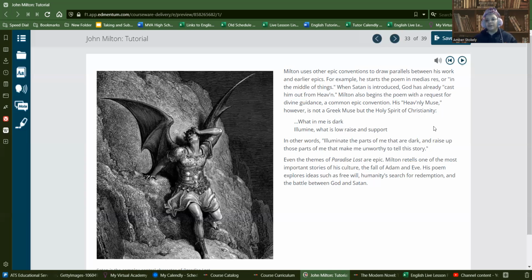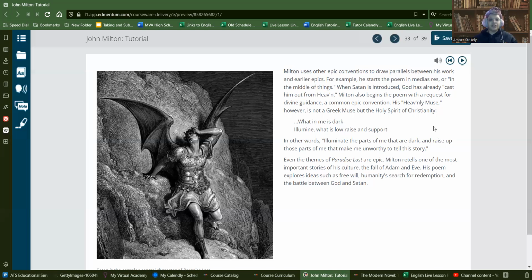He also talks about humanity's search for redemption. And that relates to England and how things were functioning for England at the time, because they were trying to redeem themselves as a country after having Cromwell as a leader who was not king, and then reneging on that just to put a king back on the throne.